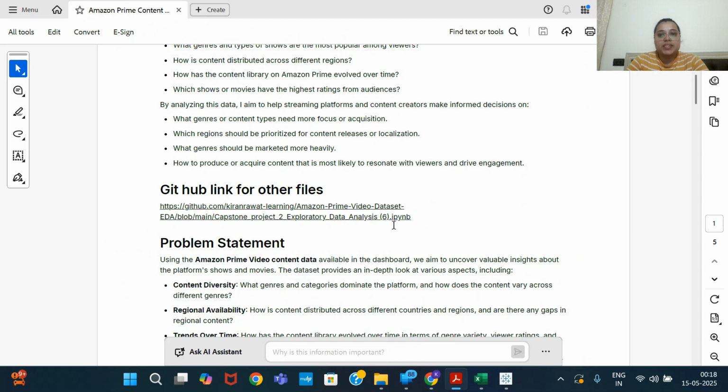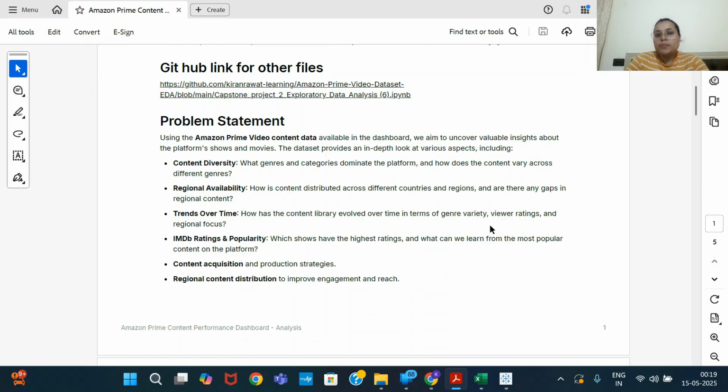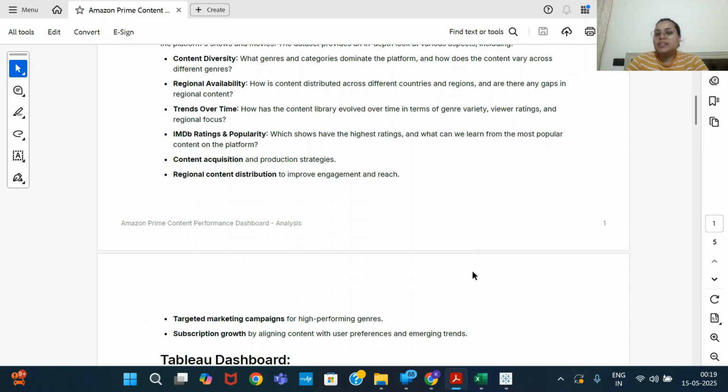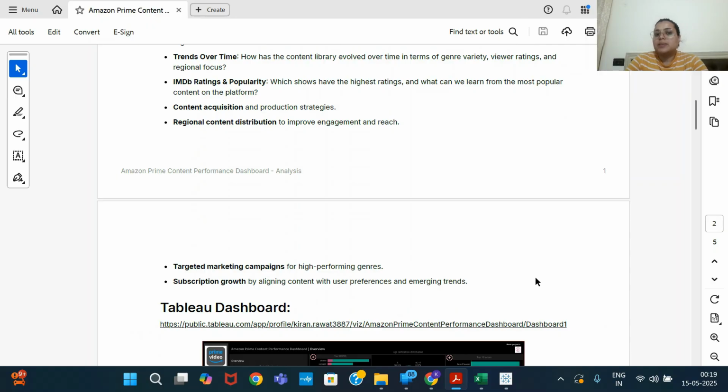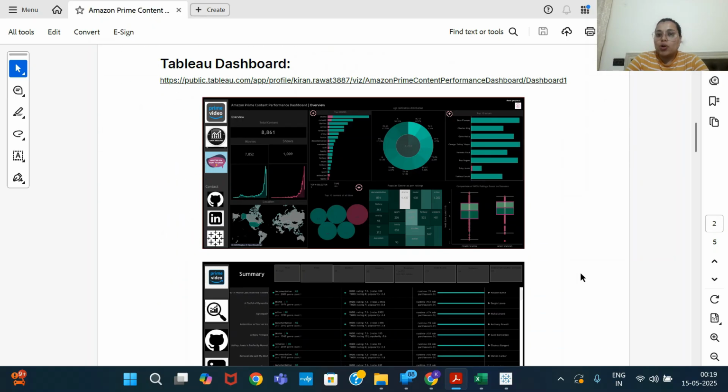Let's get started with the data visualization. For this project, I have pasted the link of the GitHub, so you can click on this link and have a quick view on the EDA also if you want to. The problem statements that we need to identify the solution of are related to content diversity, regional availability, trends over time, IMDb ratings and popularity, content acquisition, regional content distribution, targeted marketing campaigns, and subscription growth.